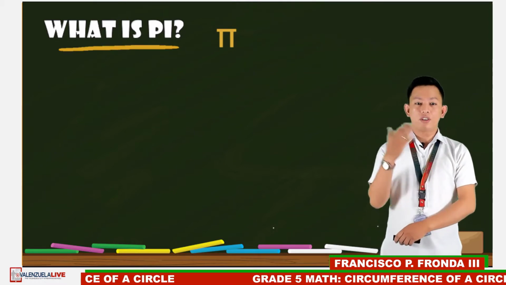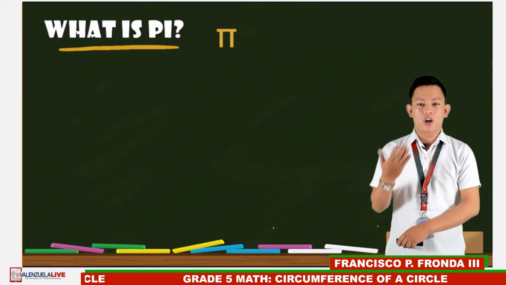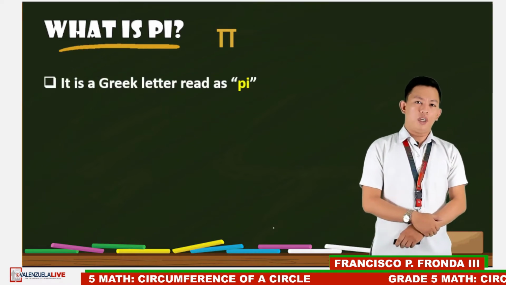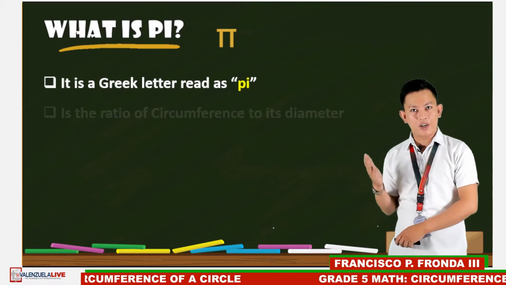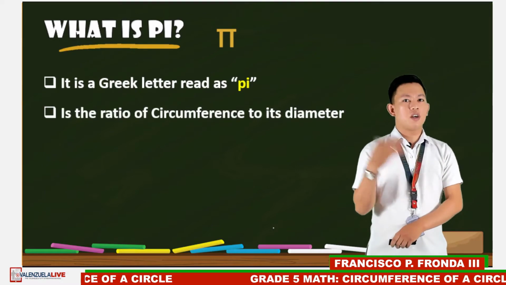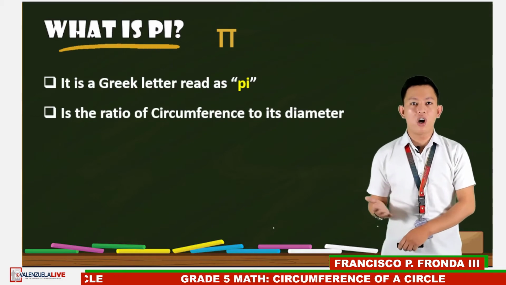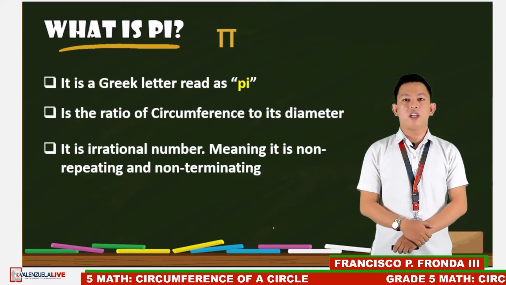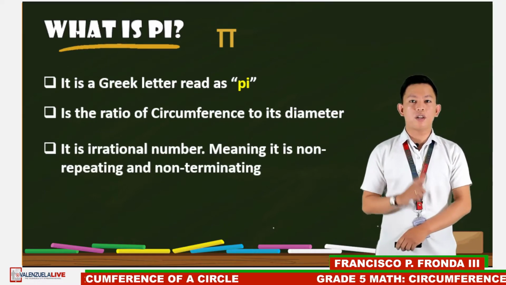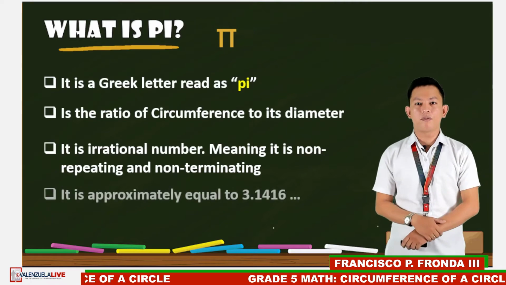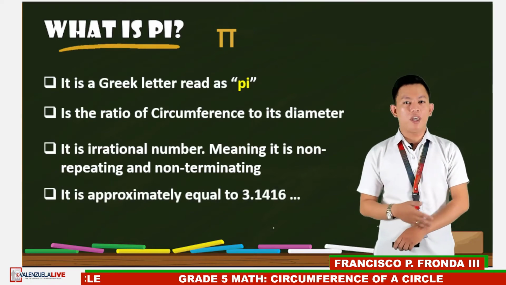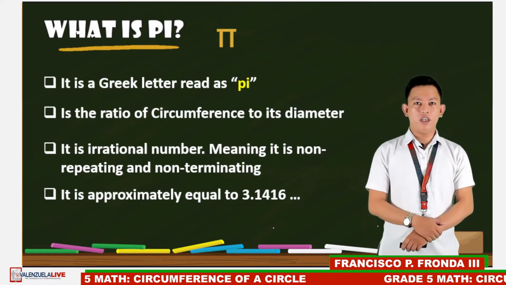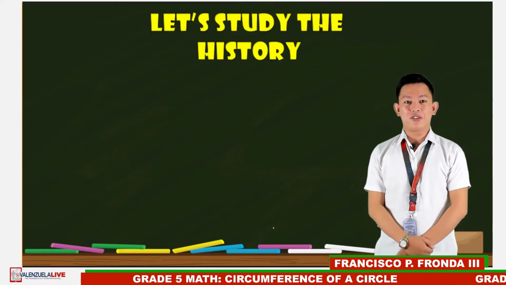Now, before we proceed to our main discussion for this morning, here are some important terminologies that will help you understand the concept of circumference. Let's define what we mean by pi. Pi is a Greek letter, and it is the ratio of the circumference to its diameter. It is an irrational number, meaning it is non-repeating and non-terminating, and it is approximately equal to 3.1416.